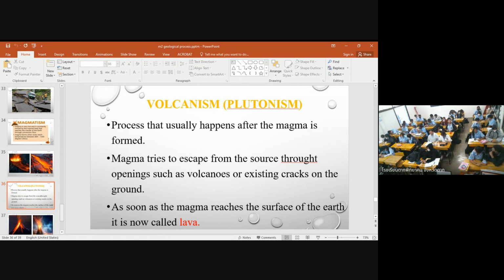As soon as the magma reaches the earth, it explodes and then it flows, and it reaches the surface of the earth. It is then called lava. Everyone, lava. Okay, lava. Lava, everyone.